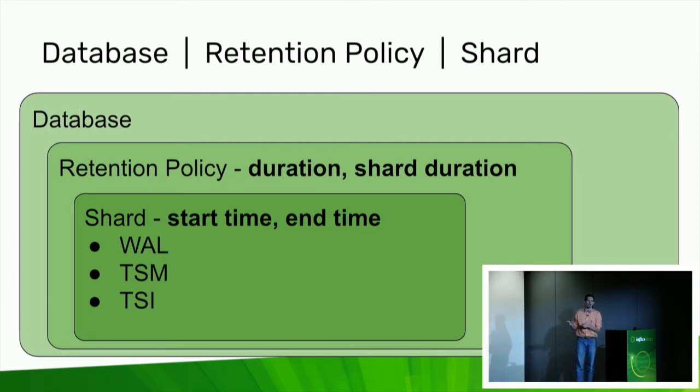And then shard duration is, how do we chunk up the data? How do we partition that data within the retention policy? So if you have a retention policy of 30 days and a shard duration of 1 day, we should expect there to be roughly 30 shards. Okay, and then the retention policy is responsible for creating a new shard whenever data is written outside of the boundaries of the current shard set, and so shards have start and end times as properties.